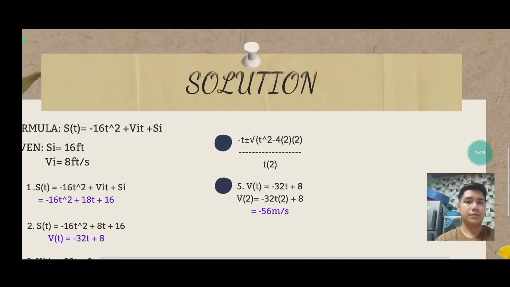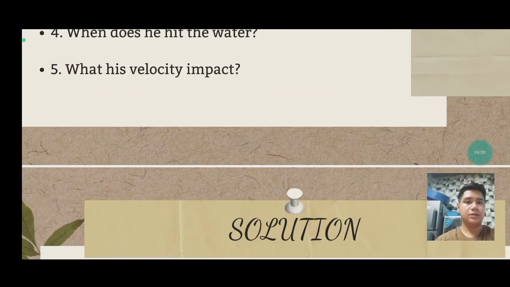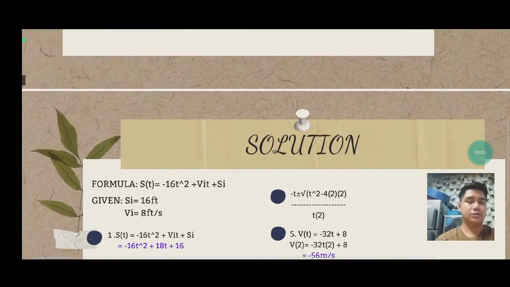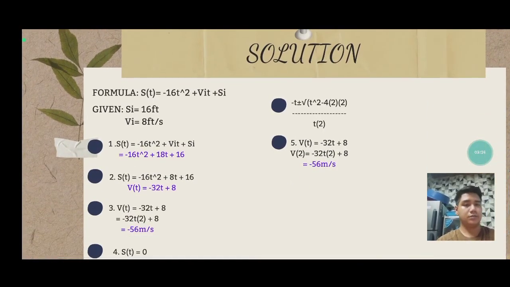And then, yung number 5 is, what is velocity impact? So, sa number 5, para lang siyang sa number 3, hiningi yung velocity. So, v(t) equals negative 32t plus 8. So, yung velocity is negative 32t times 2 seconds plus 8. So, equals negative 56 meter per second. So, yun lang. And thank you.